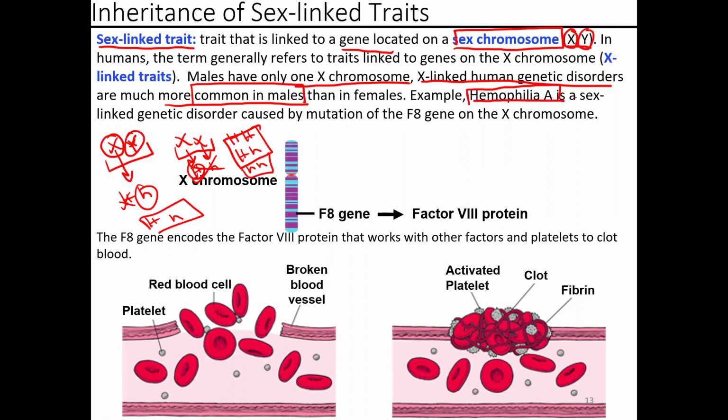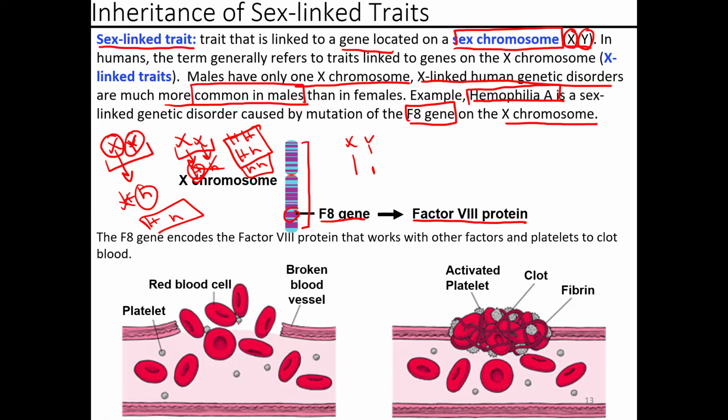Again, hemophilia is a sex-linked genetic disorder on the F8 gene, and it's specific to the X chromosome. This is our X chromosome. We know this is X because we can see that it's physically larger. Remember, X is larger, and Y is about 50% the size of the X chromosome. In this one, we have our F8 gene right here, which codes for our factor VIII protein, which is going to cause clotting.